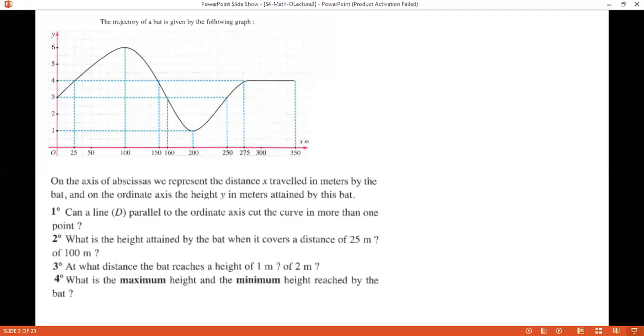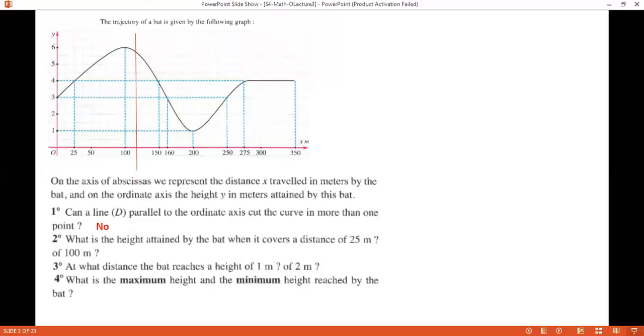Can a line D, which is parallel to the ordinate axis, cut the curve in more than one point? So they are asking us, if I draw randomly any straight line which is parallel to the y axis, is it going to cut the graph in more than one point? I'm going to draw this line at random. It cuts the graph only in one point. So you cannot find a line that cuts the graph in more than one point. We are going to talk about this later on.